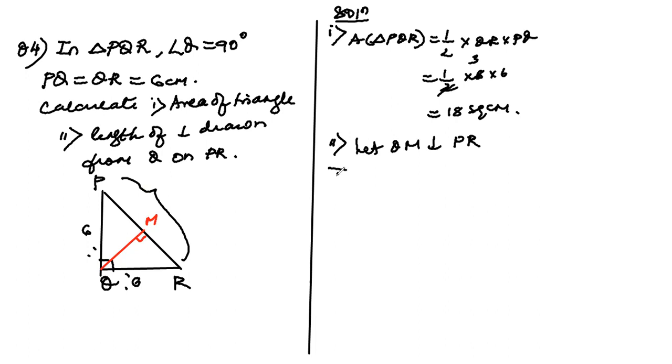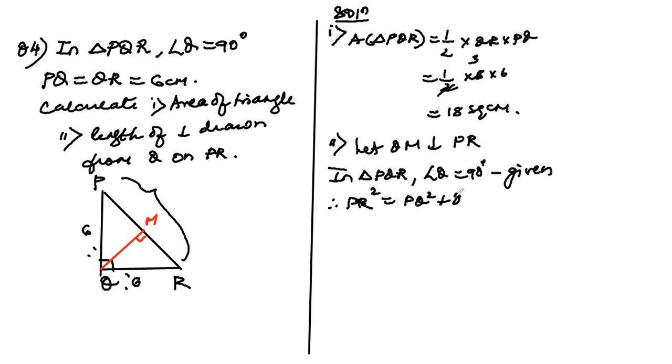So in triangle, see, this is the rule for writing it. In triangle PQR, first you'll say angle Q is 90 degree, given. This is a license for using Pythagoras theorem. Therefore, I can use Pythagoras theorem: PR square is equal to PQ square plus QR square, by Pythagoras theorem.